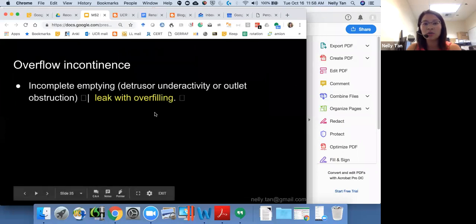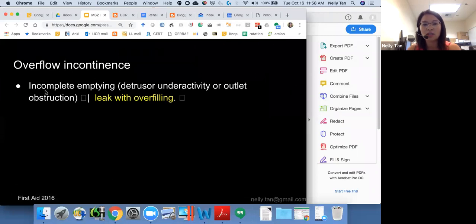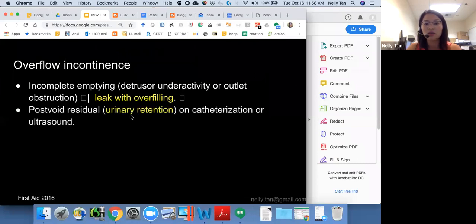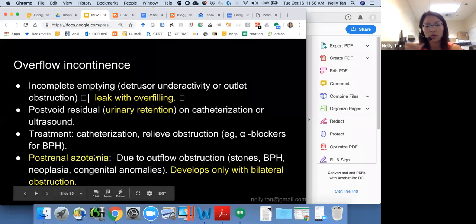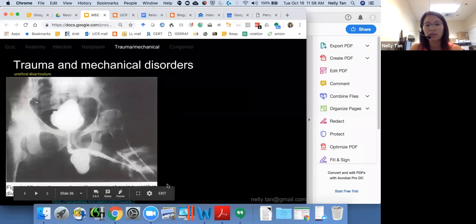These things can lead to overflow incontinence. Basically, you just have chronic obstruction so that the detrusor doesn't contract as normal, and so you can get overfilling and you can have leak. You get urinary retention, which can lead to renal failure because you get severe hydronephrosis, and patients have to be decompressed, catheterized, or relieved, either with alpha blockers or TURP. This leads to post-renal azotemia because you have severe bilateral hydronephrosis. And again, it could be from stones, BPH, cancer, congenital anomalies.